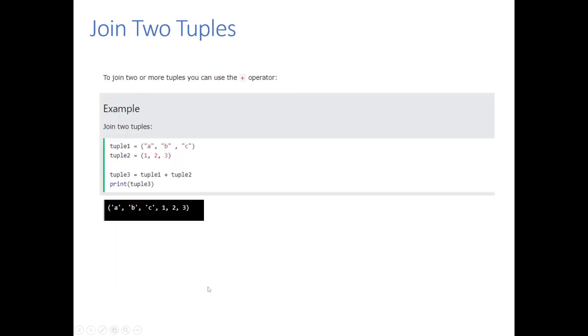How do we join two tuples? To join two or more tuples, you can use the plus operator. Join two tuples, tuple1 equals A, B, C for example, and then tuple2 equals 1, 2, 3. So tuple3 is equal to tuple1 plus tuple2. That means we have joined the two tuples in another tuple, that's tuple3. So if you print tuple3, we have A, B, C, then 1, 2, 3.